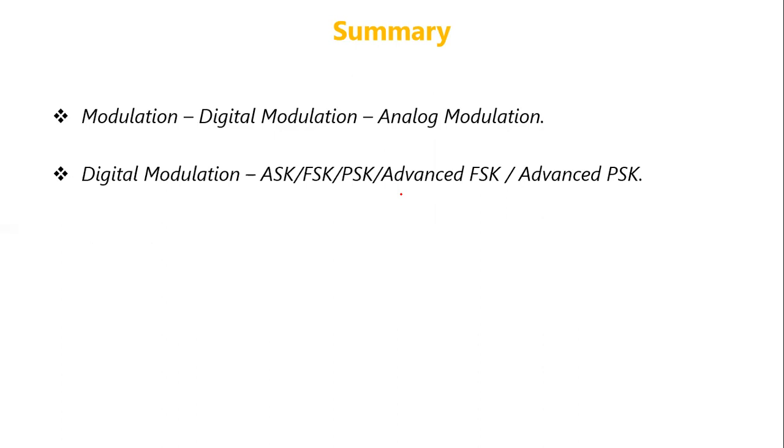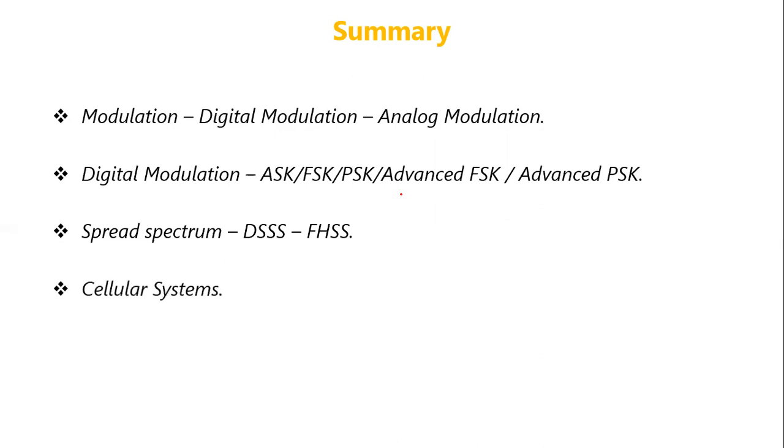Okay. Following that, we have discussed spread spectrum. The signal can be spread across the frequency domain, and then it can be transmitted. So basically, spread spectrum is used to reduce narrowband interference. Okay. How it reduces the narrowband interference, we have discussed through two techniques. One is DSSS, direct sequence spread spectrum, and the other one is FHSS, frequency hopping spread spectrum. Okay.